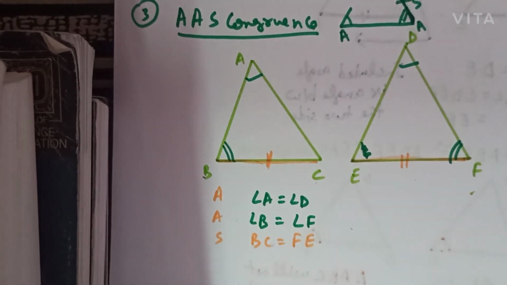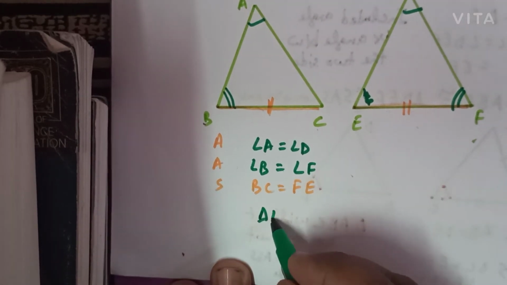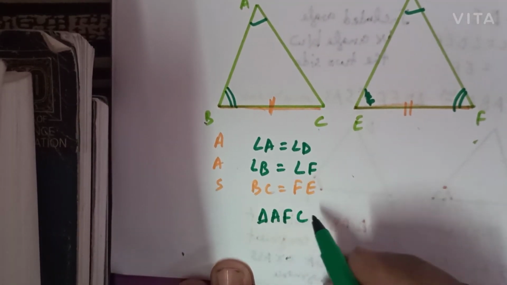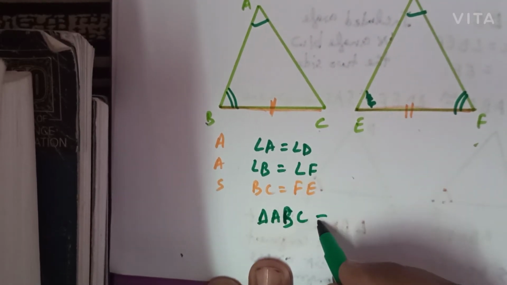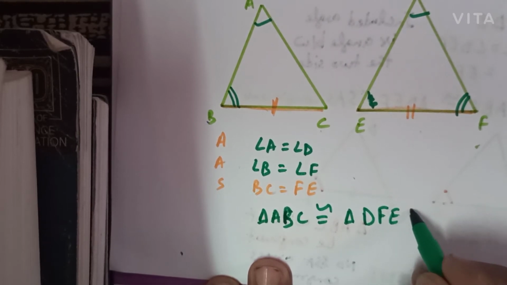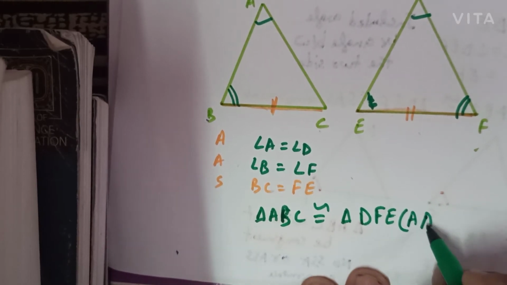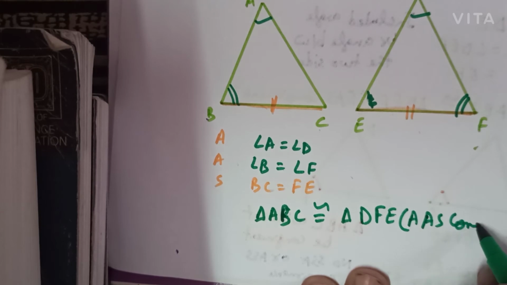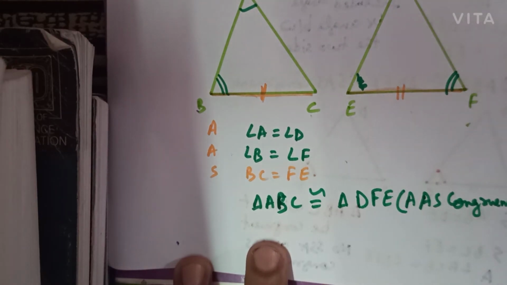So by angle angle side congruence, we say that triangle ABC, again we have to see the corresponding vertices should match, is congruent with triangle DFE, but not by angle side angle congruence. Instead they are congruent by angle angle side congruence. Hope you have understood. So this was the third congruence property. Now we move to the next one.